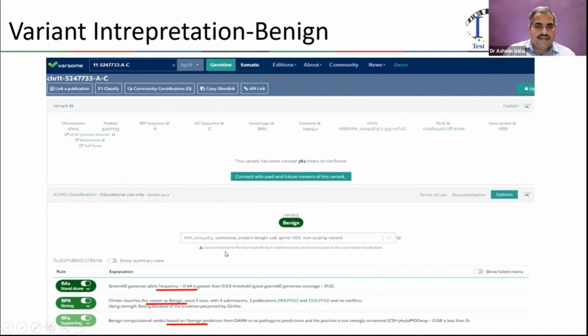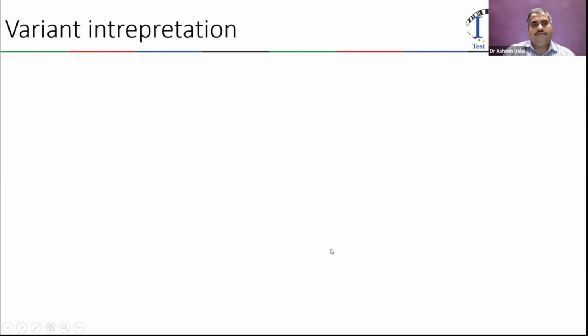This is classified as benign, and the reason is that it is present at very high frequency in the normal population, and ClinVar classified it as benign, and pathogenicity prediction software also classified it as benign. So there is clear evidence that this is a benign variant, and hence it is classified as benign.